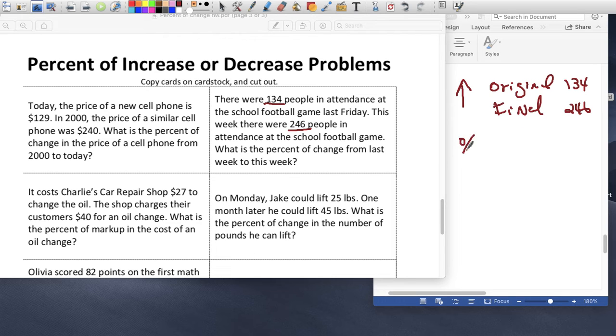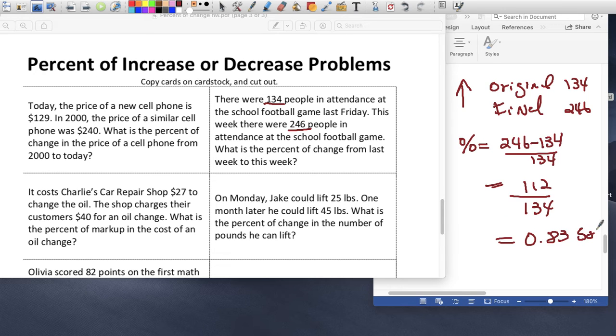So let's set up the problem. The percent of change is the final, 246, minus the original, over the original. So 246 minus 134 equals 112, divided by 134, and you're going to get 0.8358. We're going to change that to 83.58%.